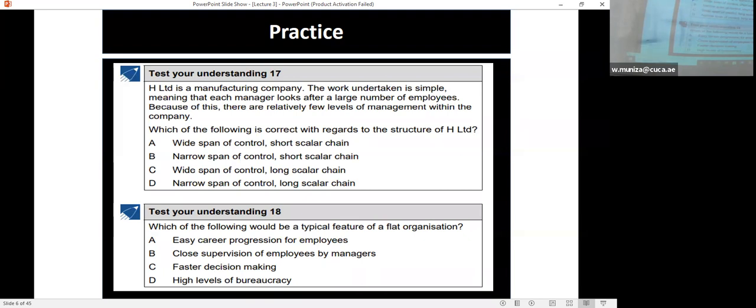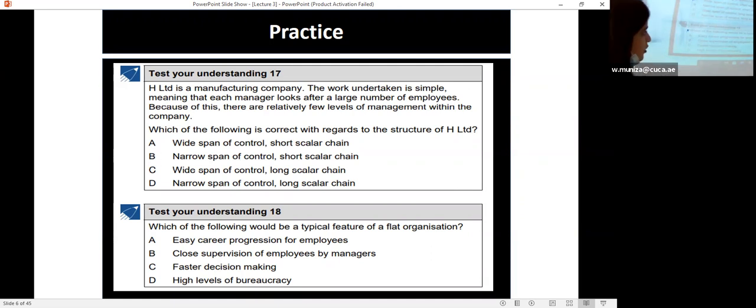Okay, now, understanding number 18, which of the following would be a typical feature of the flat organization? Students, flat organization is simply very much related to the short scalar chain. Short scalar chain and wide span of control is the characteristic of the flat organization. Under flat organizations, the promotion is not easy. Promotion from one level of management to the other level of management is not that general because it does not happen frequently.